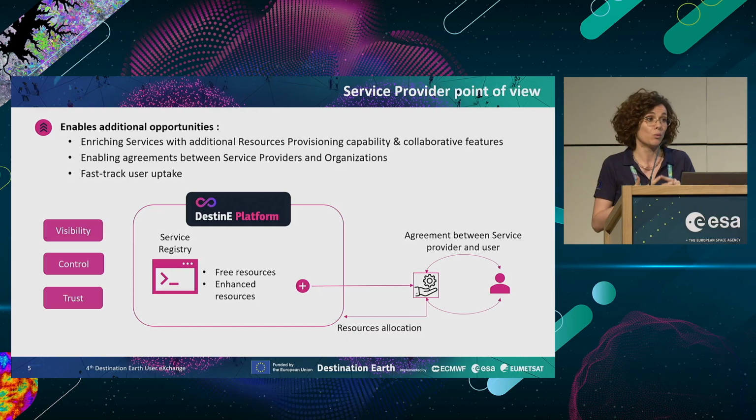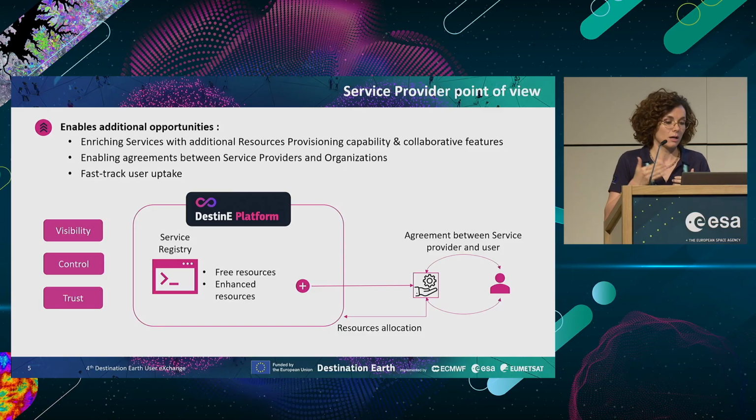Another point I wanted to stress here is that with the tenancy, we are introducing three main winning points for service providers: visibility, control, and trust. And once again, this set of principles is really in line with what the data spaces are doing in Europe. Visibility, because, as is already the case for the free resources, the entire offer of each service will be available in the service registry. So it's really a wide audience where someone can show the capabilities of a service.